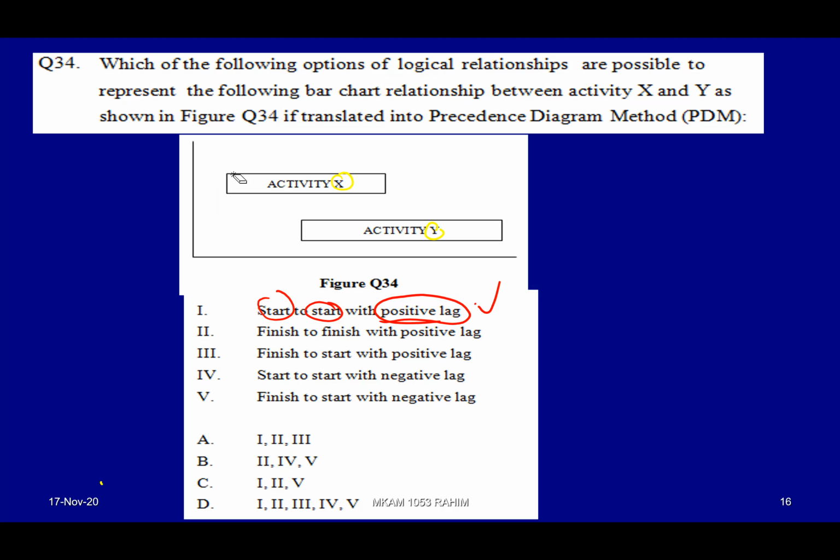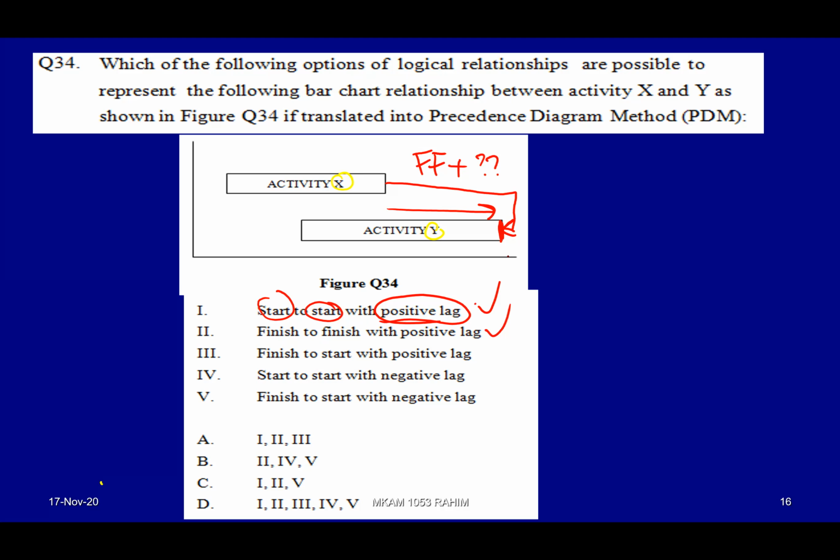Finish to finish, FF, with positive lag. Yes, because you push the finish of the activity a little bit further from what it was originally supposed to be, because you have a positive value, so it is correct.